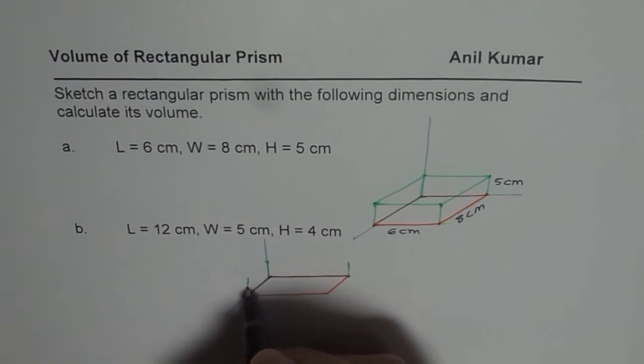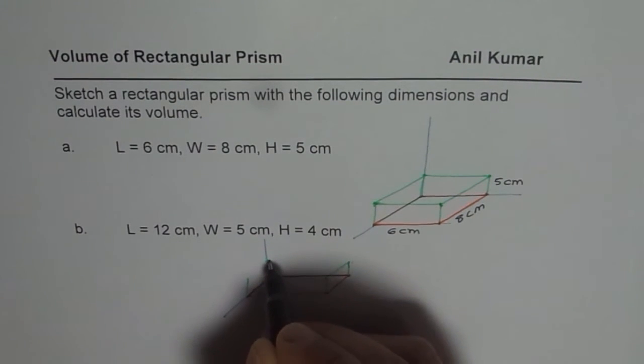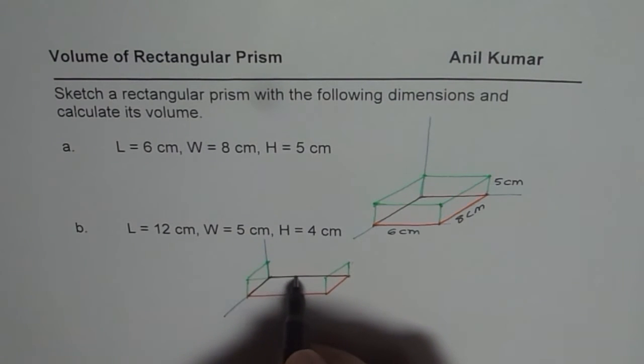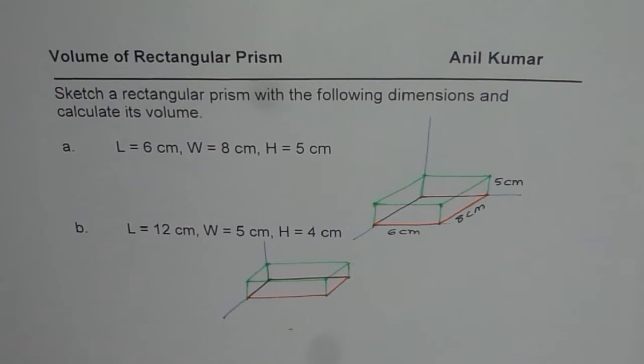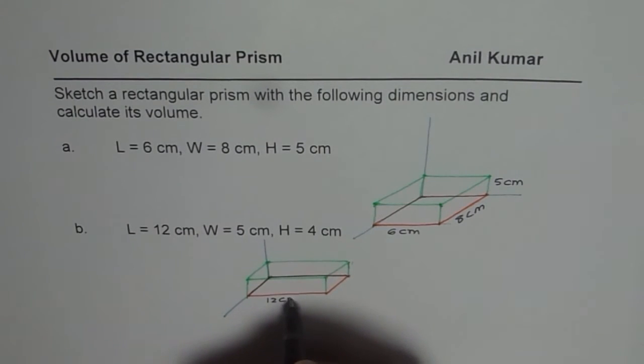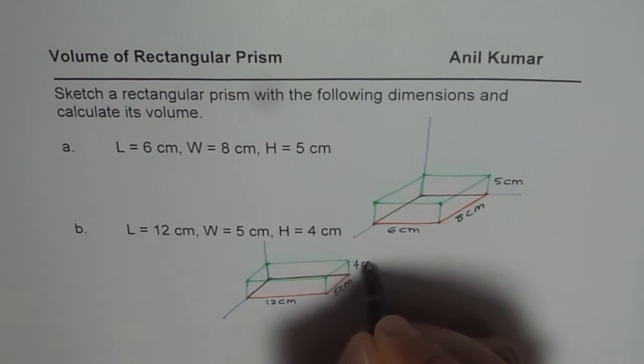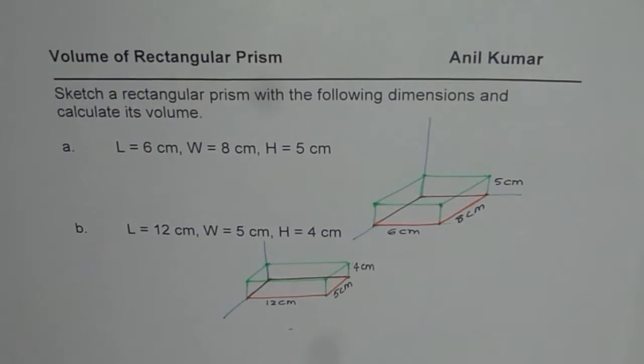So you take 4 centimeters, measure, and then join. Do you see how easy it is to draw these diagrams? You could join like this and get your diagram. That is how you should be drawing. Once you've drawn, label. So write 12 centimeters for your length, 5 centimeters for your width, and a height of 4 centimeters. That should be fine.